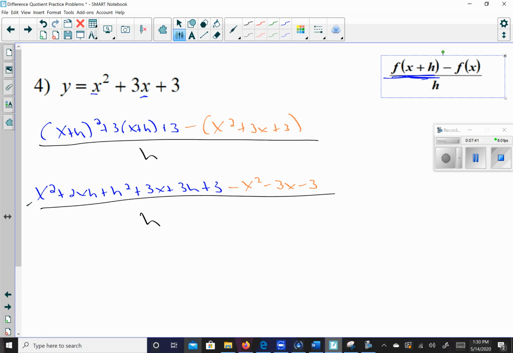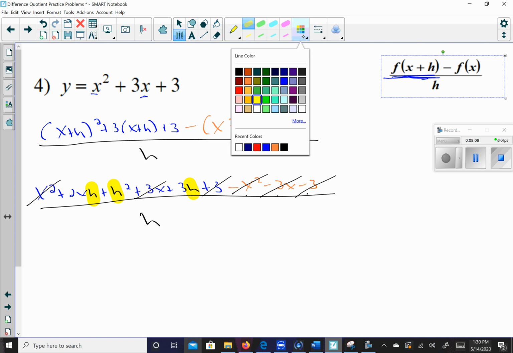Here the x squareds will equal 0, the 3x and the negative 3x will equal 0, the 3 and the negative 3 will equal 0. I'm actually going to look for each one of those up here, the opposite, because they should all simplify. Everything that's left here has an h, so I'm going to factor out the h as I go down to do the next step.